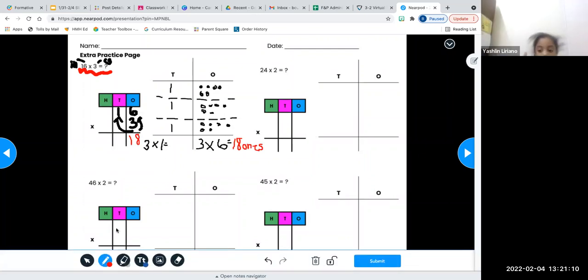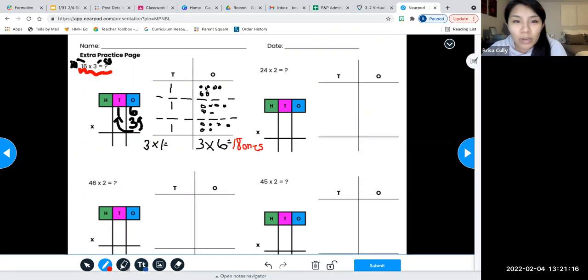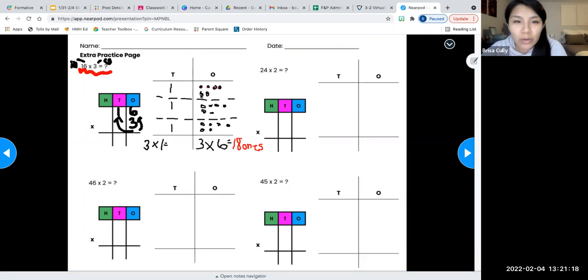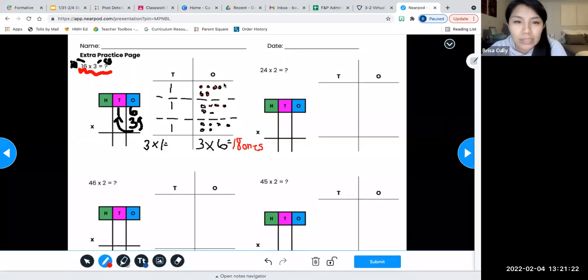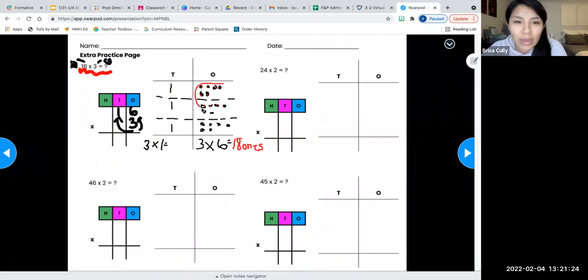Now, ladies and gentlemen, can I put 18 ones in my ones place? No, you have to regroup. I have to regroup. And what regrouping means is just creating a new group. So I have 1, 2, 3, 4, 5, 6, 7, 8, 9, 10 ones that will create a new set of 10. And that's what that 1 stands for in my vertical form. I want to put it in both places so I don't forget.